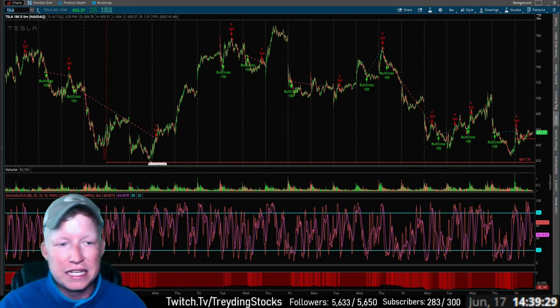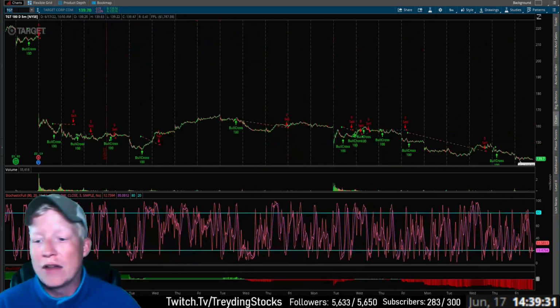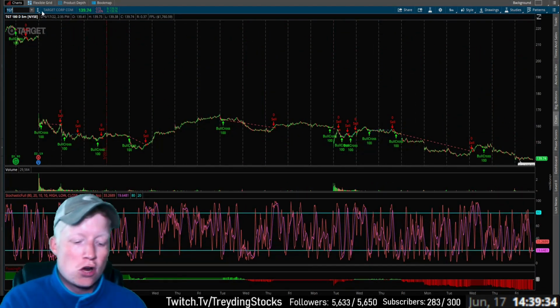Wow, careful, Tesla. I mean, obviously Tesla's an expensive stock. It's going to throw more money around, but wow, that's a big change. And Target is also red.